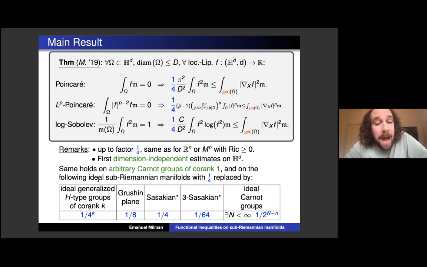Or you can study ideal sub-Riemannian manifolds, and there's a whole list, and you can look at the paper, and there's an even larger list of things, but then you might need to replace the one quarter with some other constants. Okay, but it's already something just for the Heisenberg group, so let's stick to it. Okay, these are our results. Any questions?